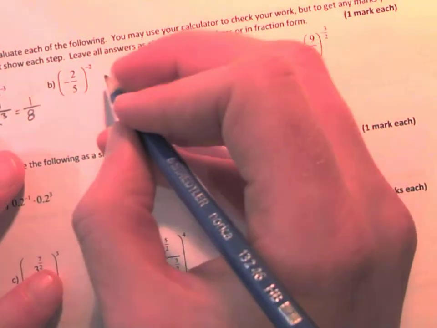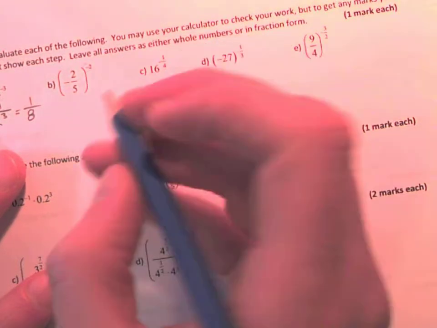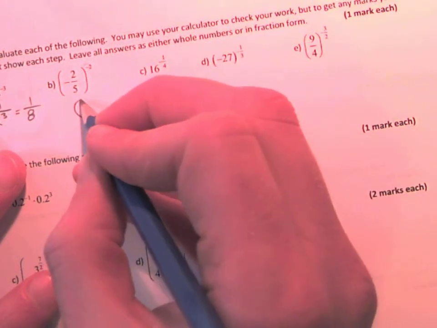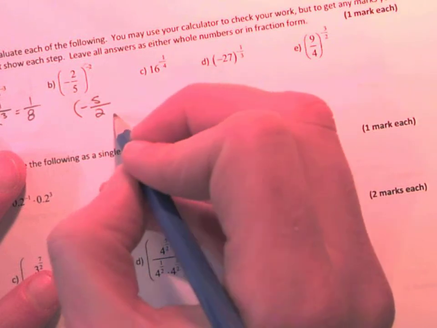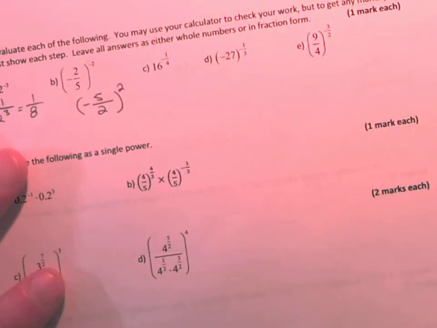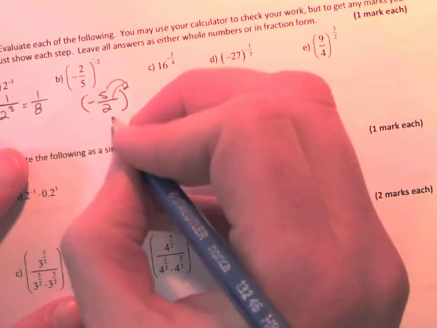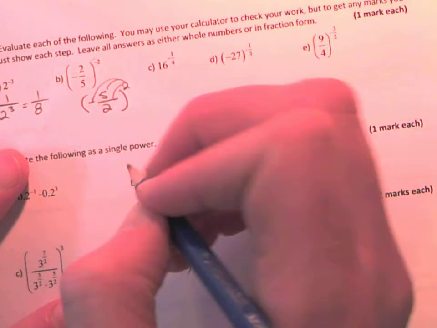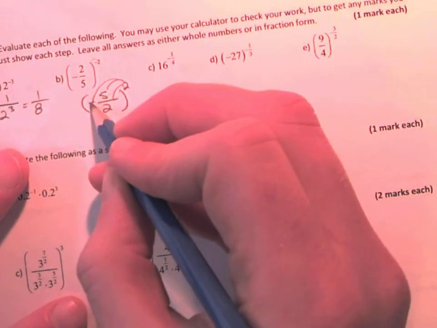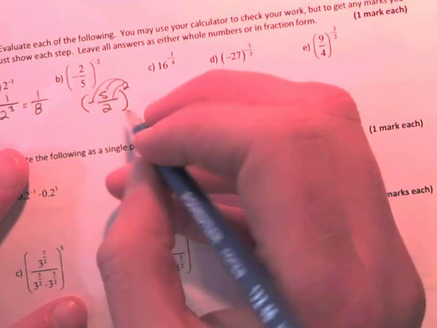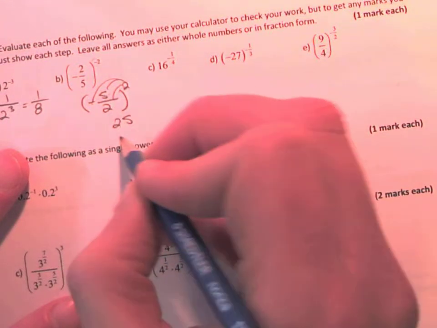This one here, since it has a negative exponent, I'm going to swap it. So now it's going to be negative 5 over 2 to the positive 2. And now you distribute it on the inside. Even the negative sign is going to get a squared. So now it'll be 5 squared, negative sign squared, and 2 squared. Negative sign squared is positive, 5 squared is 25, 2 squared is 4.